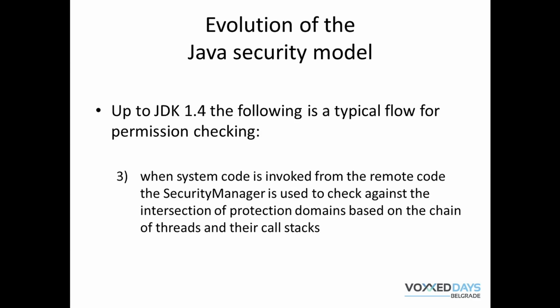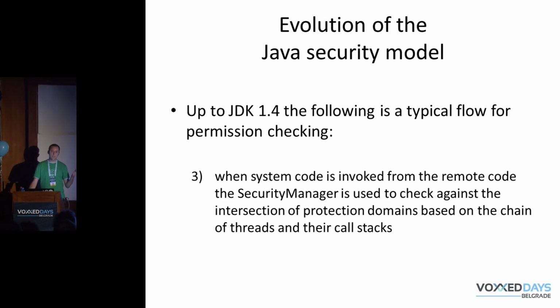Third, when system code is invoked from remote code, in this example, if we load an applet in a JVM that runs in a client browser, then the security manager is used to check for the intersection of the protection domains that the current applet has some permission to do something with the system. So basically what the security manager does is to traverse the current call stack of the execution thread and check whether each particular method has the permission to do something.